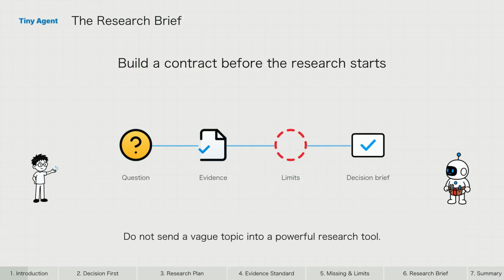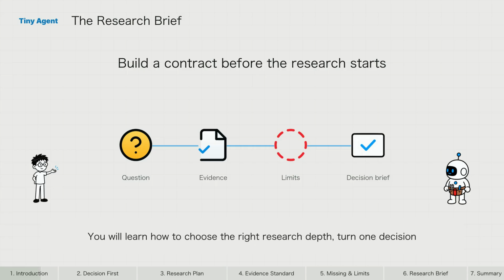Do not send a vague topic into a powerful research tool. Give it a compact contract that defines the decision, the scope, the evidence standard, the gaps it must expose, and the shape of the final deliverable. In this video, we will build that contract as a decision-ready research brief.